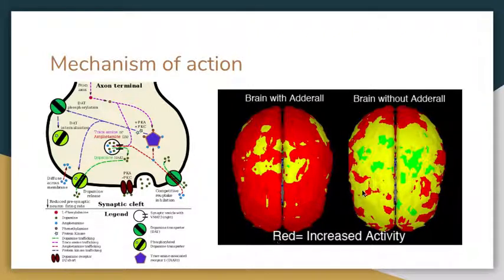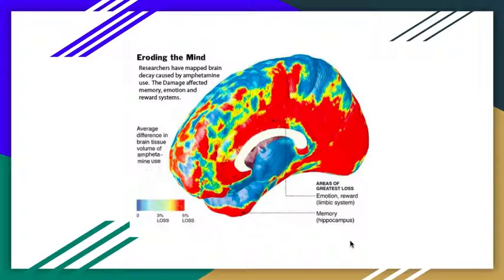So again, we went over this many times. This is the brain on Adderall. It's more metabolically active. And this is the brain without Adderall as well. We're going to go over some of the areas of the brain that are affected. Over time, researchers have found that the damage from amphetamine use affects many areas: memory, emotion, and reward. Areas involved in emotion include the limbic system, the amygdala, and the hippocampus. So you're going to have some decreased memory.